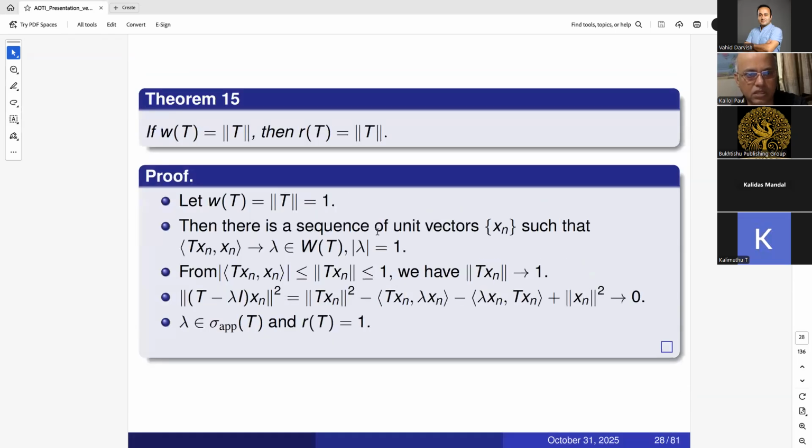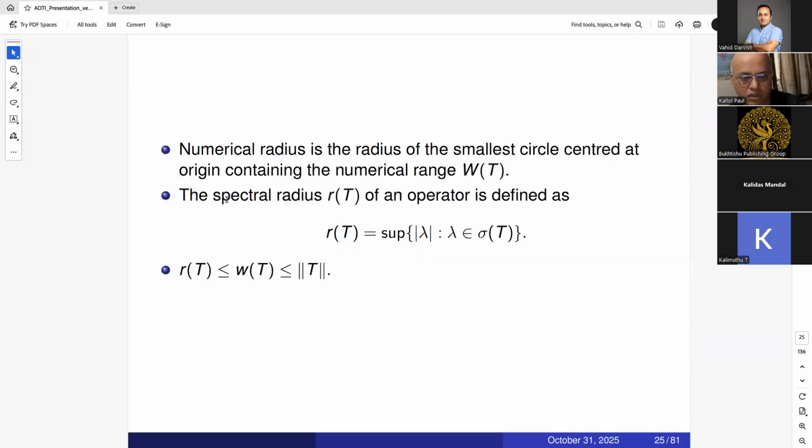So I skip this. Next is this result. If w(T) is equal to norm T, then it will force the spectral radius to be equal to norm T. This is interesting actually. If you look at the result, r(T) is less than or equal to w(T), which is less than or equal to norm T. From the inequality, r(T) equal to norm T forces w(T) equal to r(T) equal to norm T. But w(T) equal to norm T does not necessarily follow from this inequality that r(T) is equal to norm T.